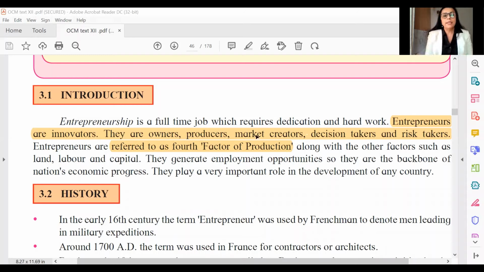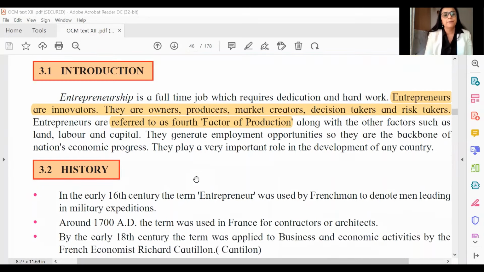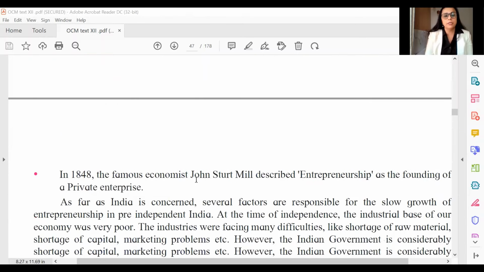Also, you see the next line, entrepreneurs are referred to as the fourth factor of production. So which are the first 3 factors of production? Land, labor, capital. So as we know, entrepreneurs are considered to be the fourth factor of production. That's how important their role is; production is possible only with entrepreneurs is what they're trying to say. So these are the first 2 objectives that are highlighted. I hope everybody is making the markings there.